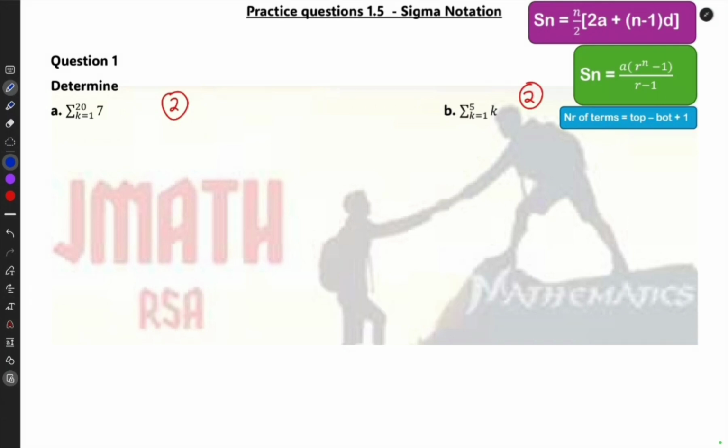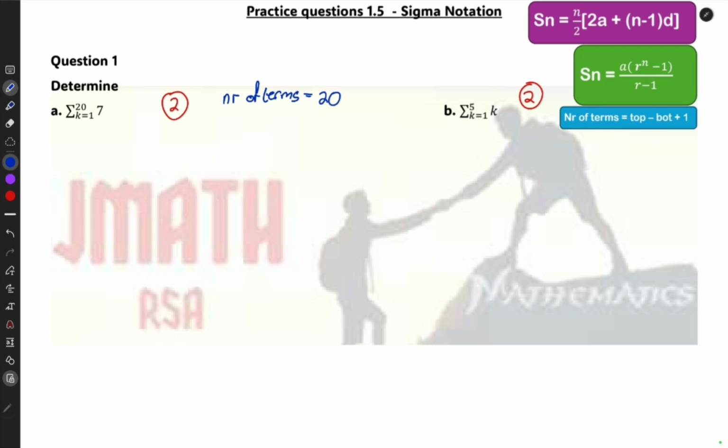Question 1. Now they give me sigma, and I need to analyze what they're actually telling me. So remember, I'm always looking at the bottom number. Is it a 1 or is it not? That would tell me how many terms there are. So in this case, the number of terms would be equal to top minus bottom plus 1, but in this case it would just be 20.